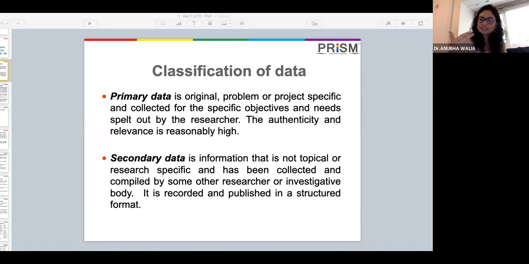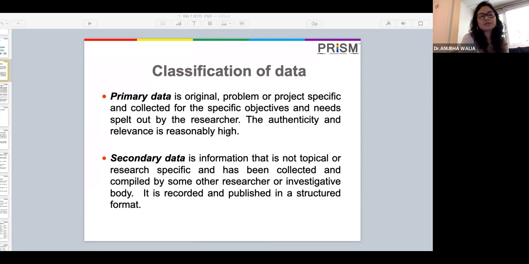So relevancy is low. And you will also find the validity. The validity in the primary is more relative to the time and place specificities, whereas in the secondary the relevance is less due to the time and place disconnect. You will also find that another major chunk is the time and the cost involved, pretty high in the primary, whereas it is low in the secondary.